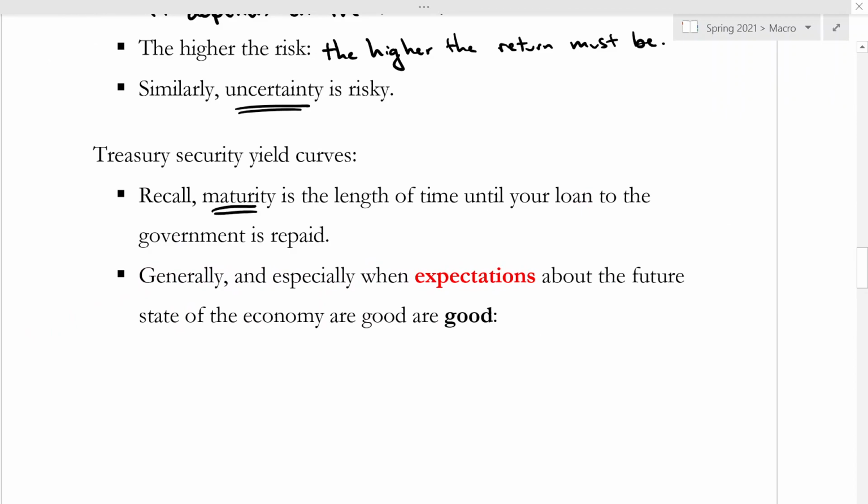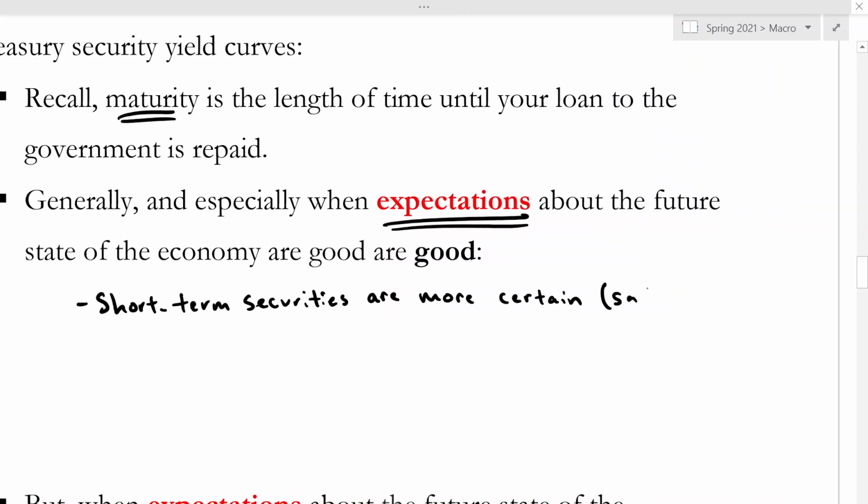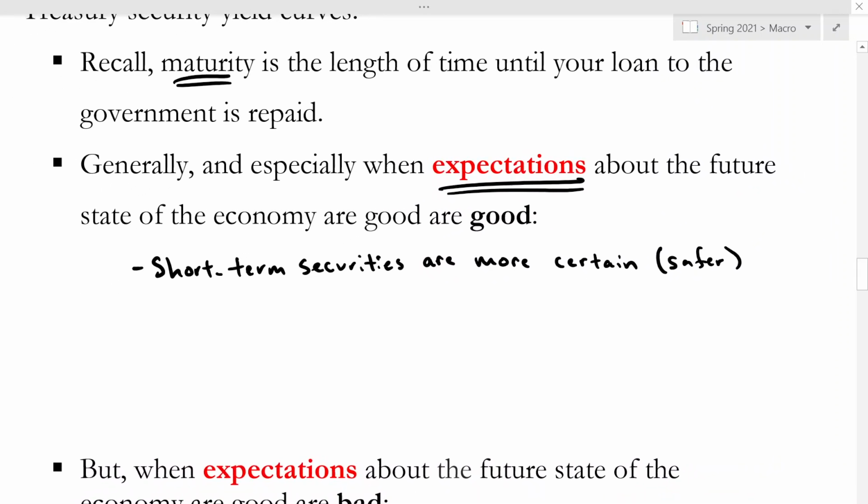Okay. So next step, we're thinking about expectations of the future, and particularly the future of the economy, the future of the country. If the expectations about the future are good, then we have that short-term securities are more certain. Okay, basically, in the short run, things are safer than in the long run during normal kind of good times, right? And so here, when we're talking about short run, short term, again, we're thinking maybe things like 3 months or maybe up to a year or so maturities.